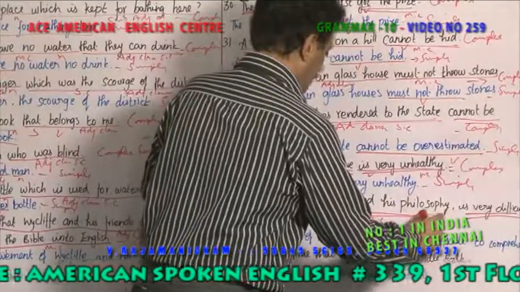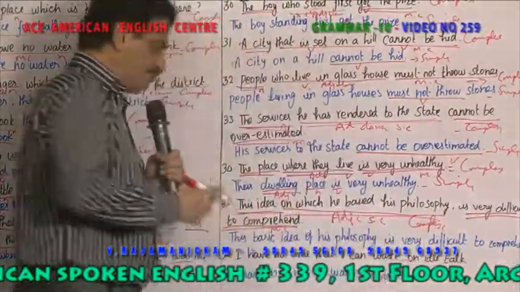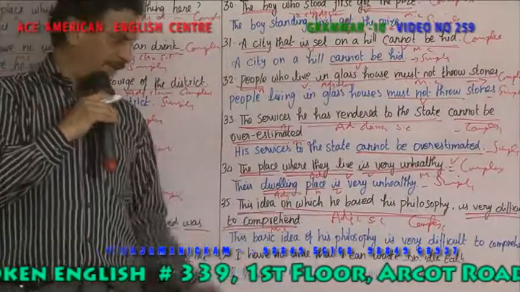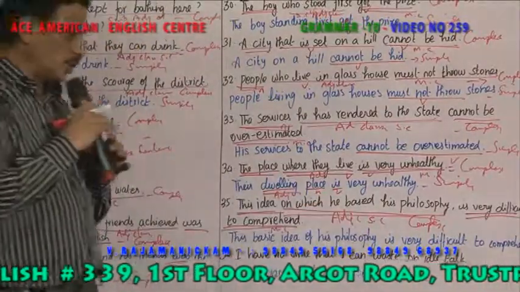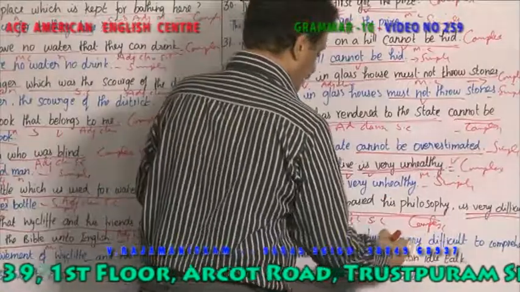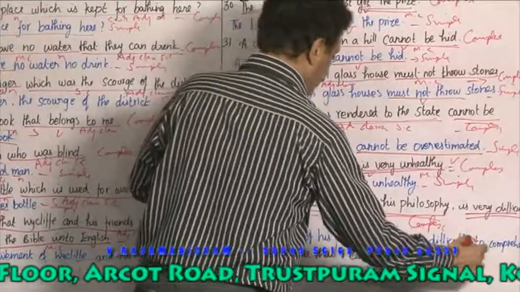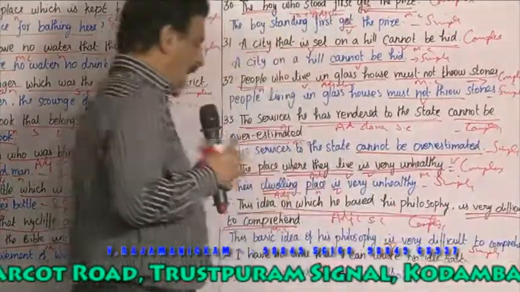So how do you change into a simple sentence? The basic idea of his philosophy is very difficult to comprehend, to understand. So to understand is not a verb. Is is the only verb. So it becomes a simple sentence, right?